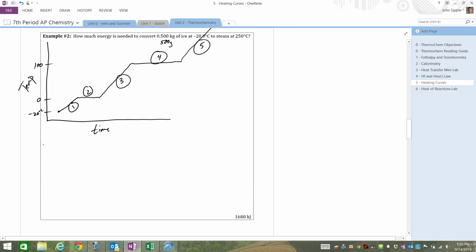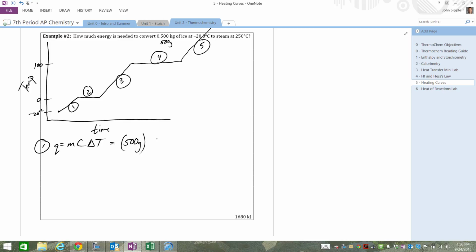All right, so for calculation number 1, what format are we going to use for this diagonal line? Allie? MC delta T. Okay, so Q equals MC delta T. So mass is 500 grams. We determined that. What's the specific heat of ice? Okay, 2.10 joules per gram degree C.